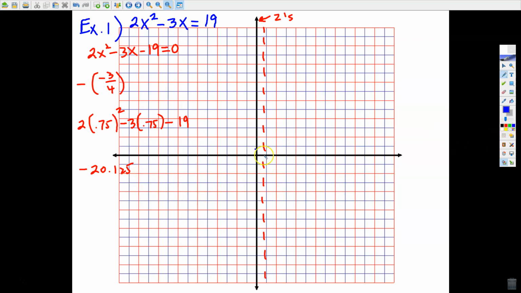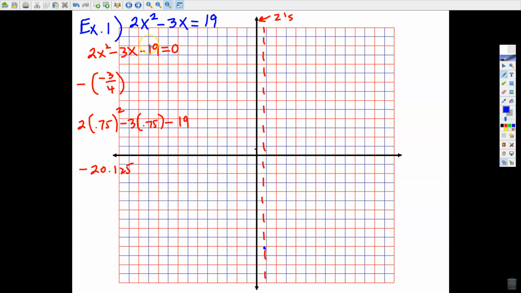And so down this line, we're going to go down 20 and then just a little bit more. So that's 20 and then just a little bit beyond that. I'm going to call that my vertex.